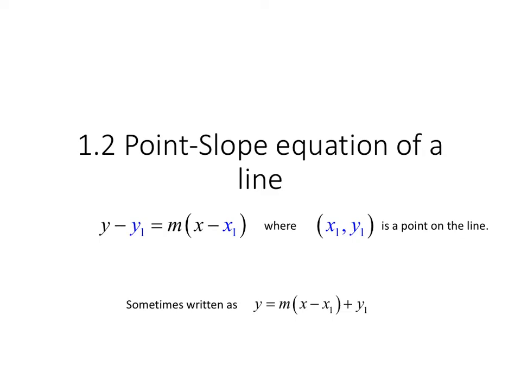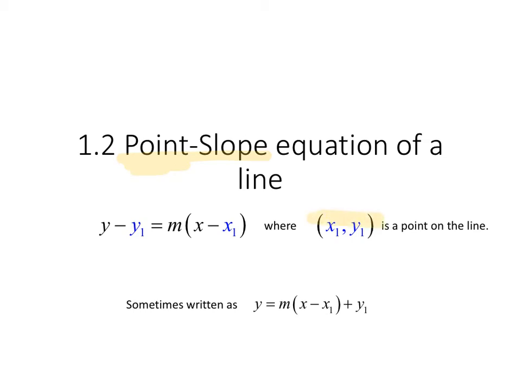One of the handiest and most important forms of an equation of a line is the point-slope equation. This is so handy because the slope-intercept form means you have to have a very special point. You have to have the intercept. The point-slope equation can work with any point.